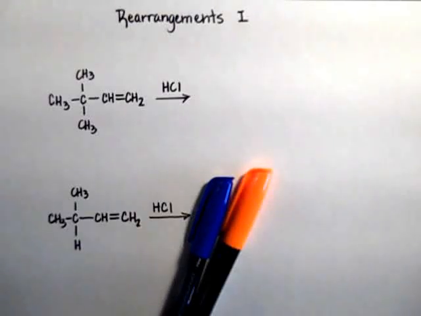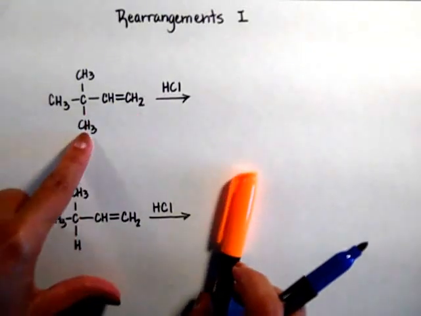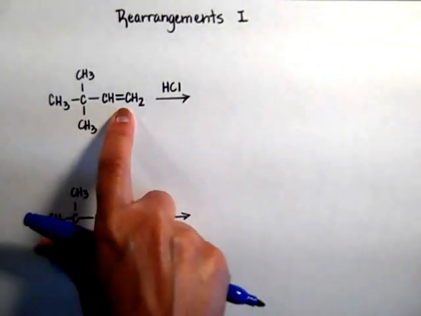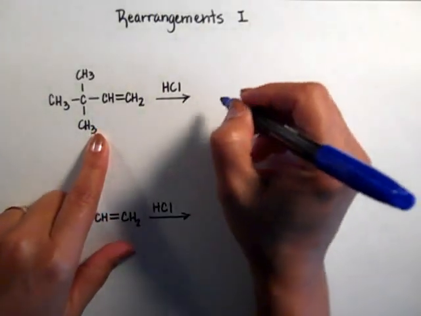We have reactions that suffer from rearrangements, and we need to be able to recognize the reactions that are going to go through a rearrangement. So let's go ahead and do this one right here. First, we protonate because we need to see the intermediate carbocation and check whether it's going to rearrange or not.